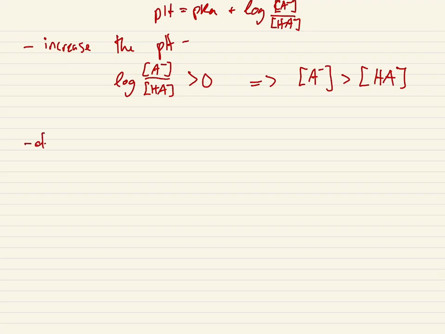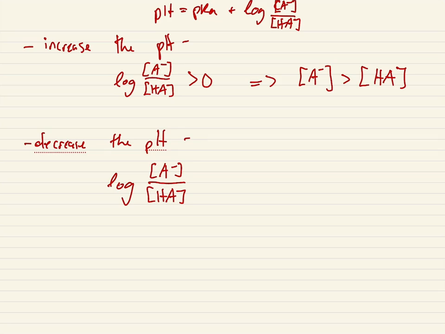If we want to decrease the pH, that means this ratio needs to be what? Yep, it needs to be negative. And physically, that implies that the concentration of conjugate base needs to be less than the concentration of HA.